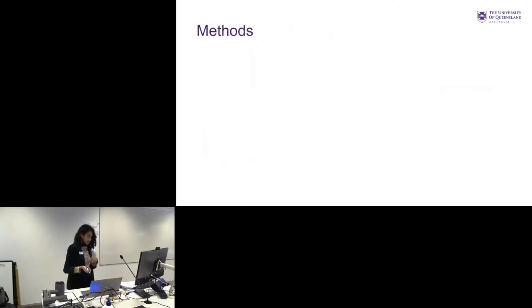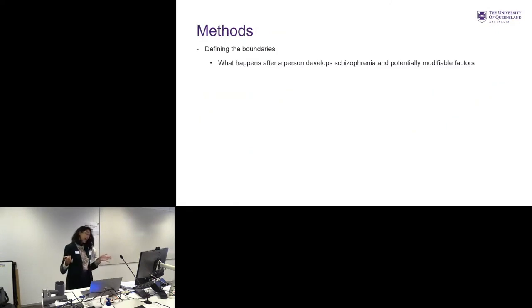So in terms of the methods, the first step in causal loop modeling is defining the boundaries of the model. My focus here was on what happens after a person develops schizophrenia and the subsequent pathways that lead to poor physical health and premature mortality in order to identify potentially modifiable factors.